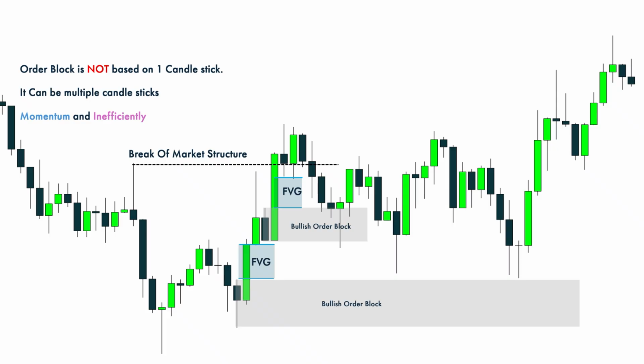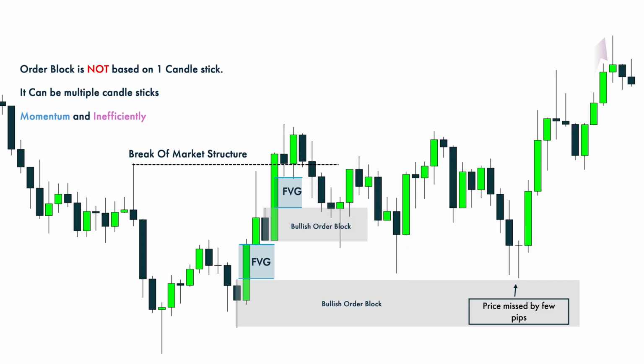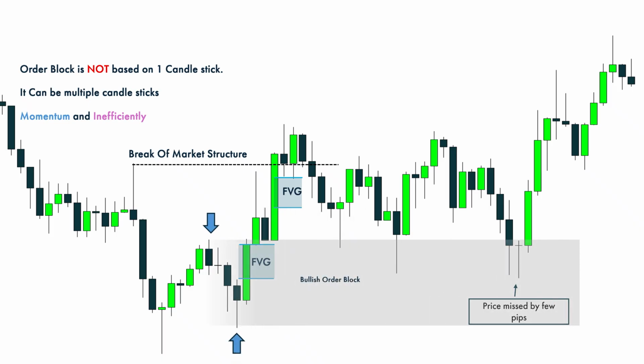Price did not respect the second order block, and even the first order block wasn't tapped precisely. Why? Well, this is where most traders get it wrong. The true order block wasn't just that one bullish candle you marked. The correct range, the one smart money is likely watching, starts from this first bearish candle all the way to the last bearish candle right before the explosive bullish breakout.